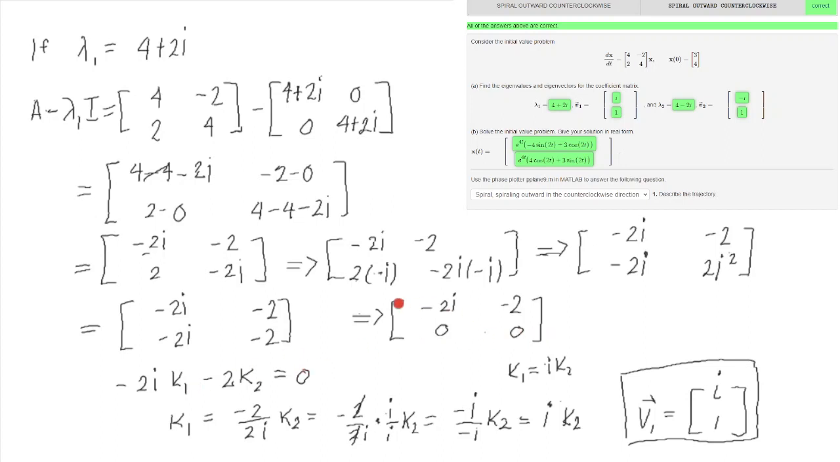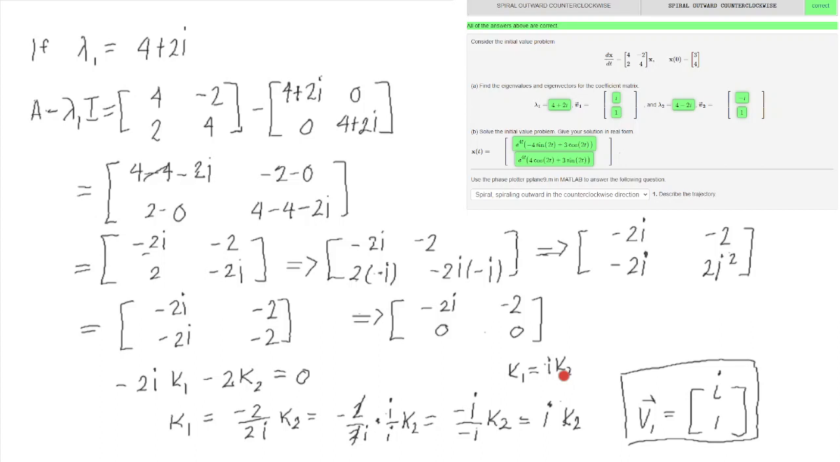Now we can set up the equation from your row 1: negative 2i k1 minus 2 k2 is equal to 0. Now rearranging to get the value of k1 in terms of k2, we have k1 is equal to i k2. If your k2 is equal to 1, then your k1 is equal to i times 1.